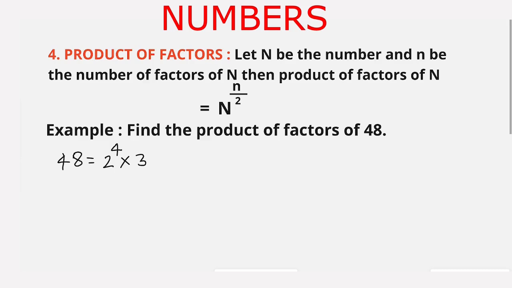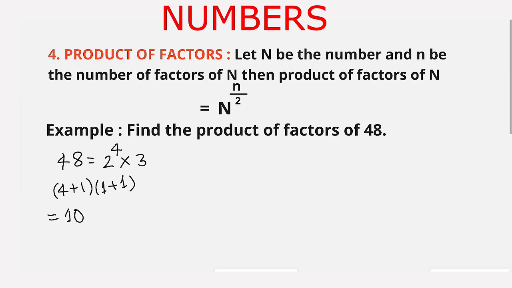So the prime factors of 48 are 2 to the power 4 multiplied by 3. And the number of factors will be 4 plus 1, as the power of 2 is 4. So we write 4 plus 1, and the power of 3 is 1, so we write 1 plus 1. And this is equal to 4 plus 1 is 5 and 1 plus 1 is 2, and 5 times 2 is 10. So the number of factors will be 10.